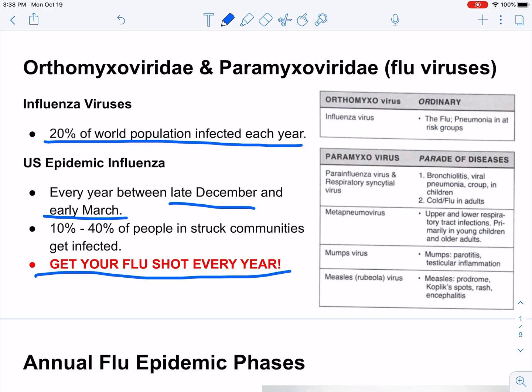There are two broad families that these viruses fit under. There's the orthomyxo, I think is how that's pronounced, which you can think of as ordinary flu, and then paramyxo, which is the more unusual stuff, like a parade of diseases, and includes the big ones: measles, highly infectious, mumps, and a lot of stuff you've probably heard of.